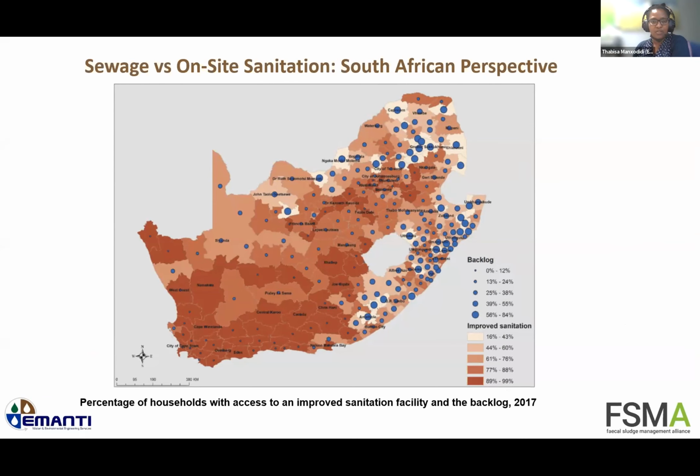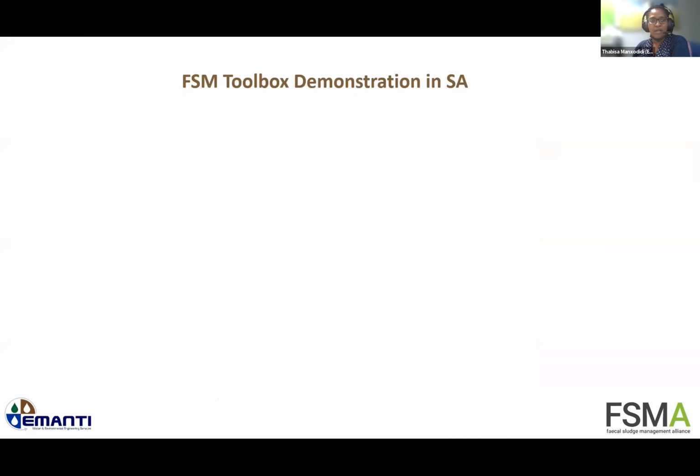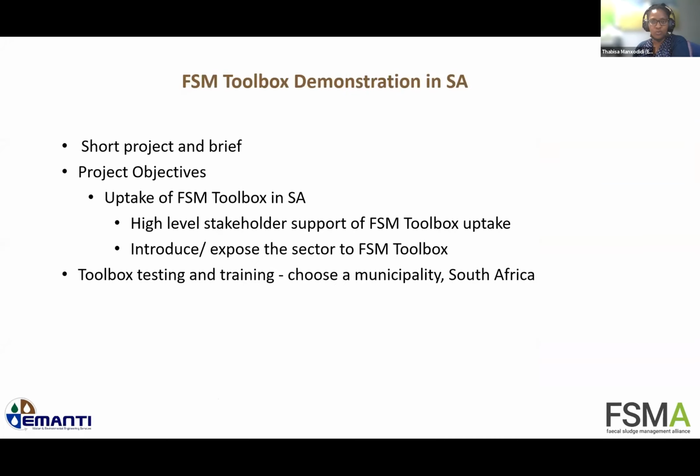In South Africa, you can see that we've got quite a number of areas that are still not serviced, or where backlogs still exist. So anything that can be useful to improve the planning is welcome, because the FSM tool also helps improve the planning and ideas as to how we can take things forward as a country.